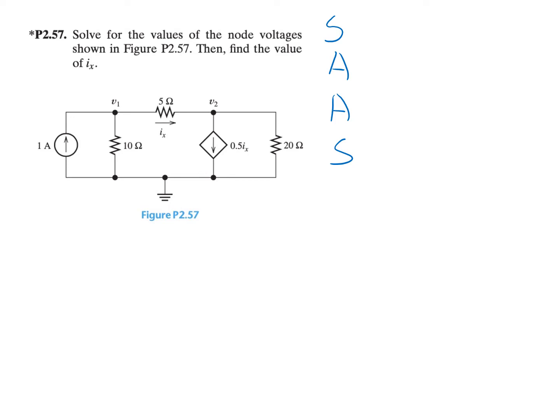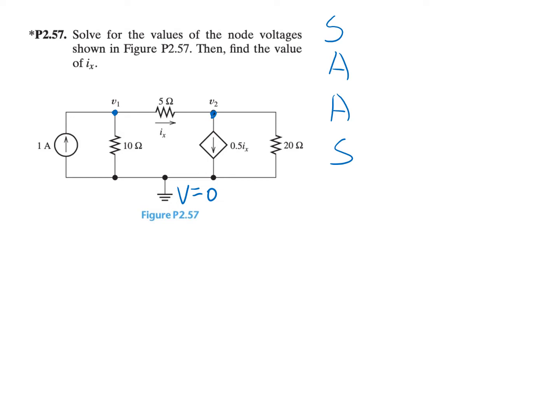So question P2.57. For the values of the node voltages shown in figure P2.57, find the value of Ix. Well, in this question, the ground has been selected for us. That's here. The voltage is equal to 0. And the voltages have also been assigned for us. We have V1 here and V2 here.